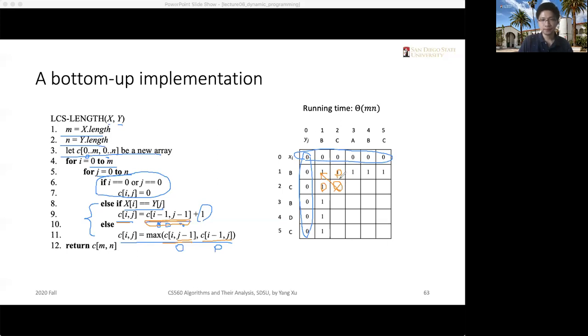So we are basically looking at the three neighbors of one particular entry, depending on whether x_i equals y_j. For example, in this case, y2 is c and x2 is also c. So they are equal, and we need to apply the first case here. We take the upper left neighbor and add 1, and we compute this cell accordingly. And the most important part is that the running time is quite simple. It's just two layers of for loops, which is bounded by the product of the lengths of the two input sequences. Okay.